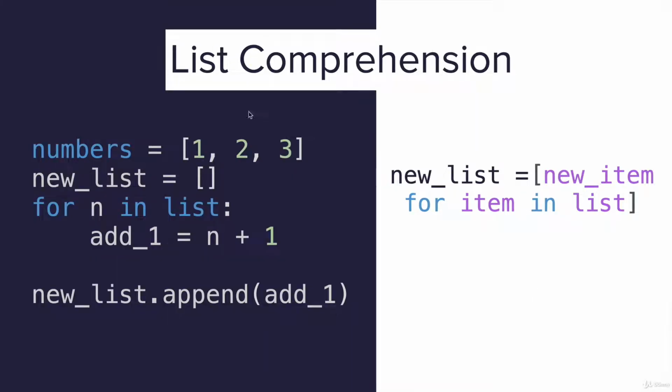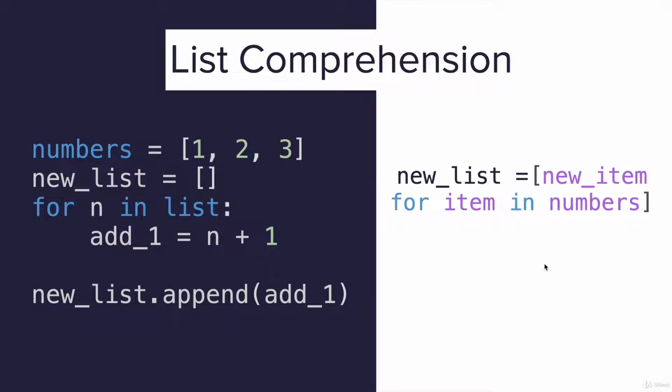Here's how it would work. Let's take that same thing that we did before, where we took a list of numbers and we created a new list where each number is increased by 1. And let's see how we would do it using list comprehension. So the first keyword I'm going to replace is the list. So this is the list that we're going to iterate through. And in our case, it's this list of numbers. So let's replace that list keyword with the actual list, which is numbers.